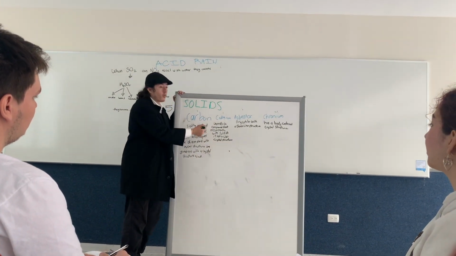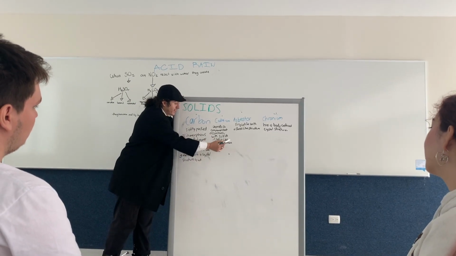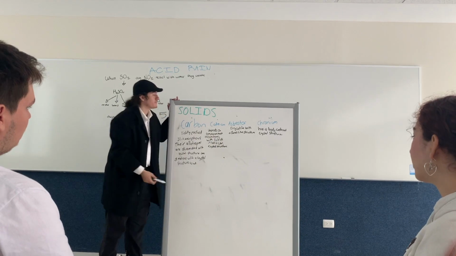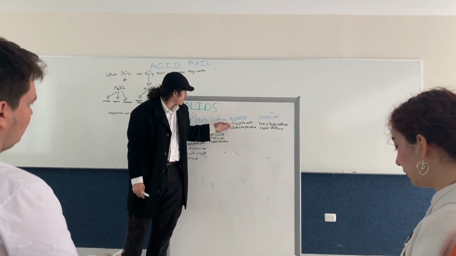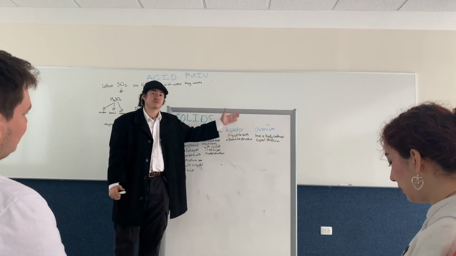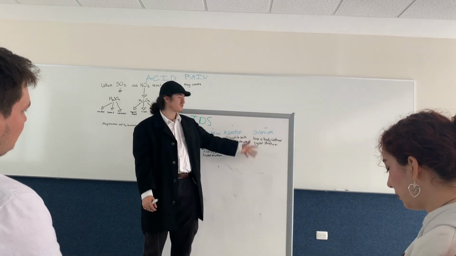Cadmium depends on what it's compounded with. For example, if it's compounded with sulfur, which makes it a sulfide, it has a cubic crystal structure. And also we have asbestos. Asbestos has a crystallite with a sheet-like structure. And chromium has a body-centered cubic crystal structure.